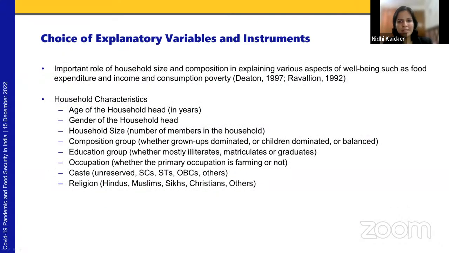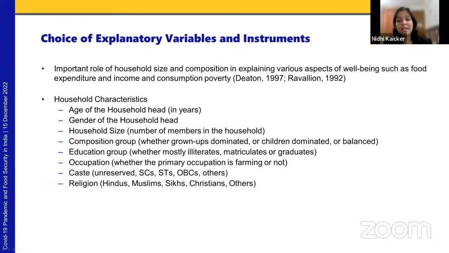We include in our demand specification several household characteristics as described previously, and the list is available on the slide. So we use age of the head of the household and gender of the head of the household, and the household size, which is number of members in a household. The literature on household welfare advocates important role played by size and composition of household in explaining various aspects of well-being, such as food expenditure and income and consumption poverty.